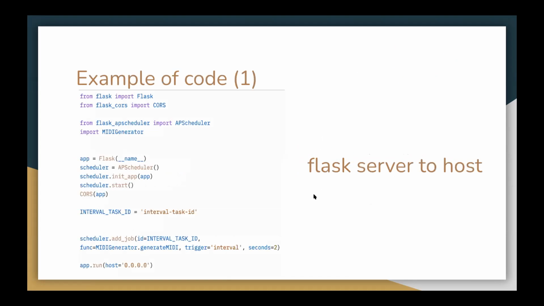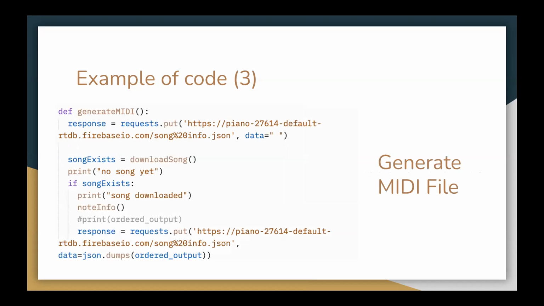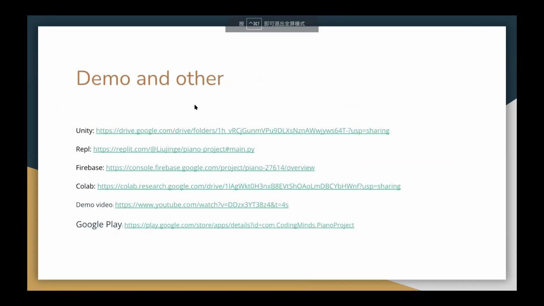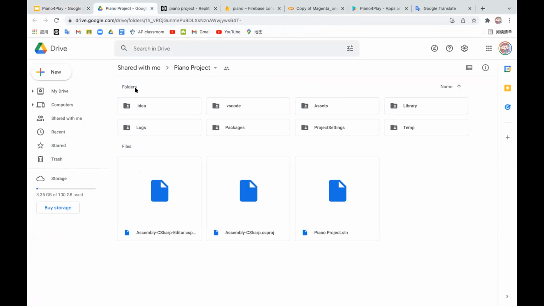Here are some examples. The first is the part about the Flask server to the host. The second part is the note information. The third is how to generate the MIDI file. So here is the thing I want to show. The Unity project is all in my Google Drive. It's too many things, so I don't want to open everything.